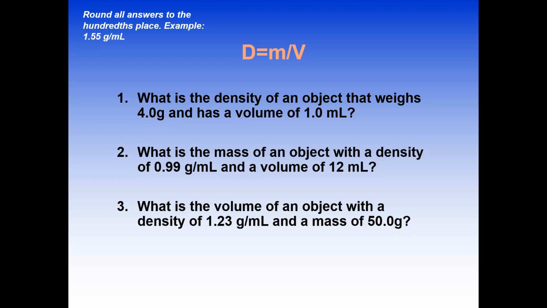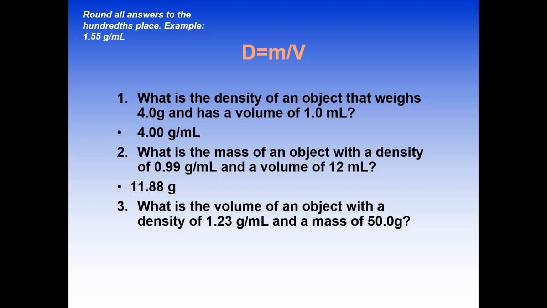All right, so you're asked, what is the density of an object that weighs 40 grams and has a volume of 1 milliliter? You got the correct answer if you got 4.00 grams per milliliter. You would have gotten that by dividing the grams by the milliliter number. Our next question asks us what is the mass of an object with a density of 0.99 grams per milliliter and a volume of 12 milliliters. Correct answer for this one would have been 11.88 grams. You would have gotten this answer by multiplying the density times the volume.